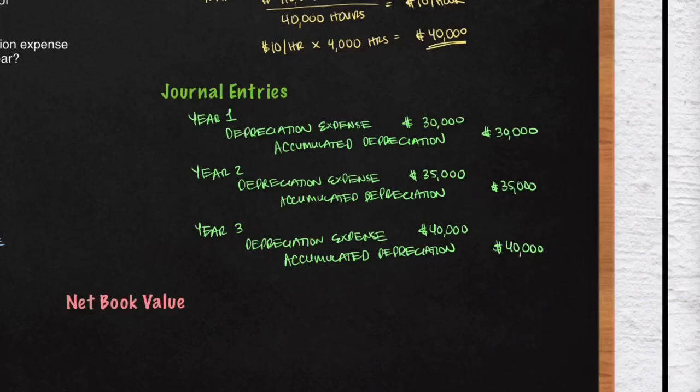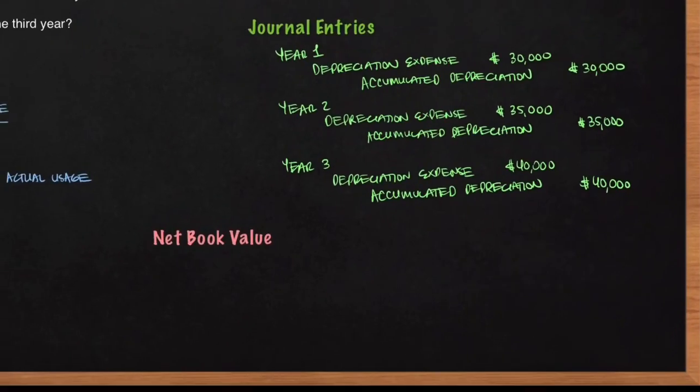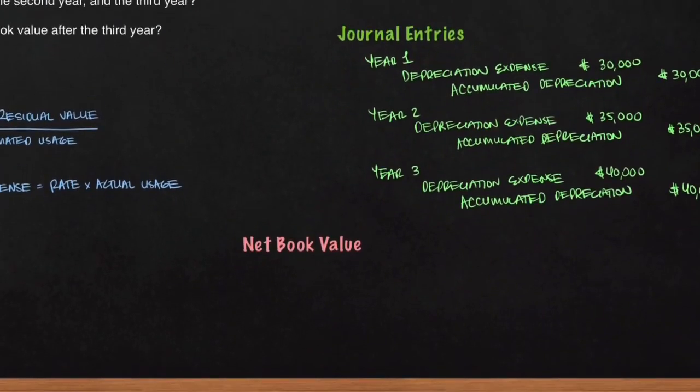All right, now that we got our journal entries done for years 1, 2, and 3, now we could calculate the net book value at the end of year 3. In essence, you could calculate the net book value after each year, but this particular problem is asking for end of year 3, so let's do that. The net book value can be found on the balance sheet. On the balance sheet under property, plant, and equipment is your equipment, so there it is.